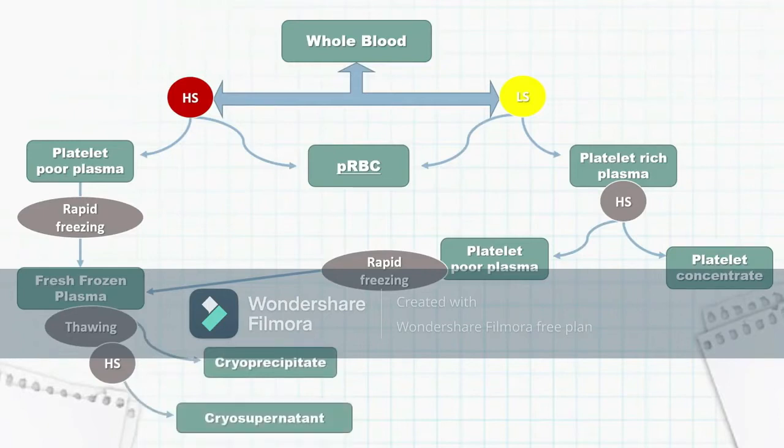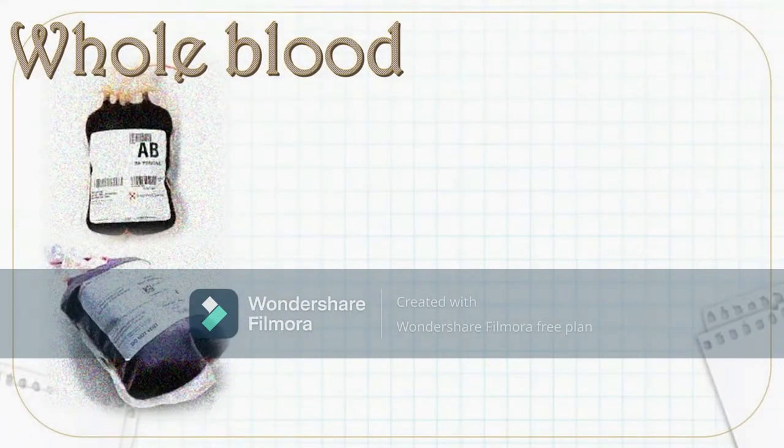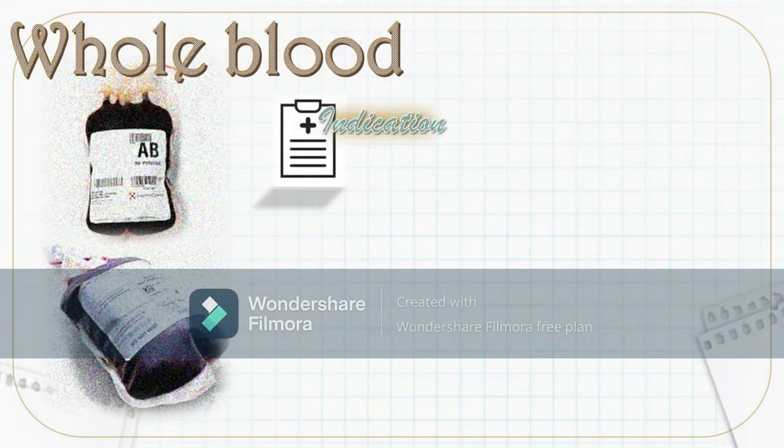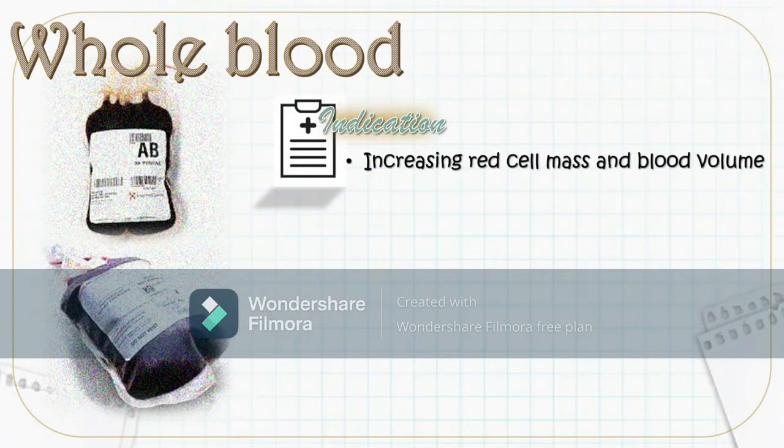Now, this illustration we have just discussed only gives us an overview of how each component is prepared. First in our list for specific component preparation is whole blood. Whole blood units are primarily indicated for increasing red cell mass and blood volume, particularly for our patients who are severely bleeding. Whole blood units contain red blood cells and plasma, which allows it to rapidly replenish the amount of blood lost by our patient. However, we must take note that other cells such as your platelets, WBCs, and even clotting factors do not survive in whole blood units.